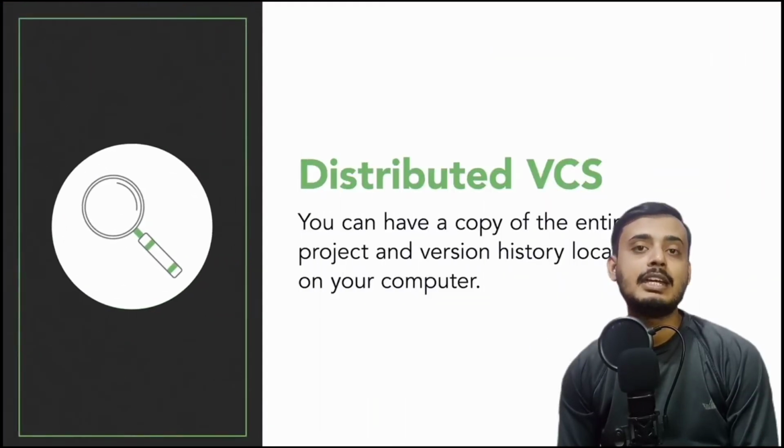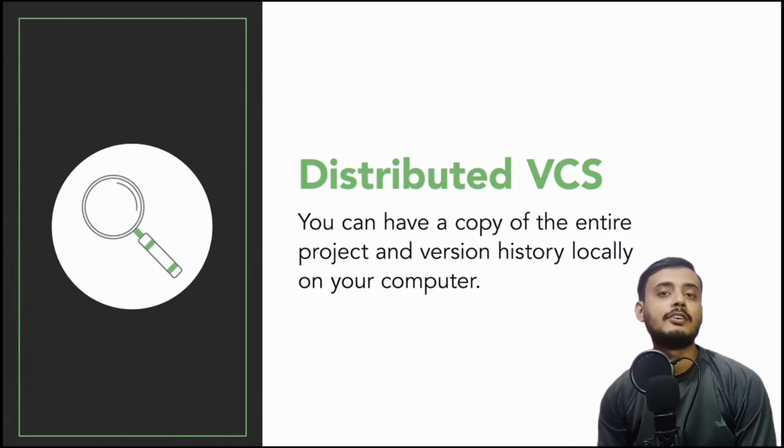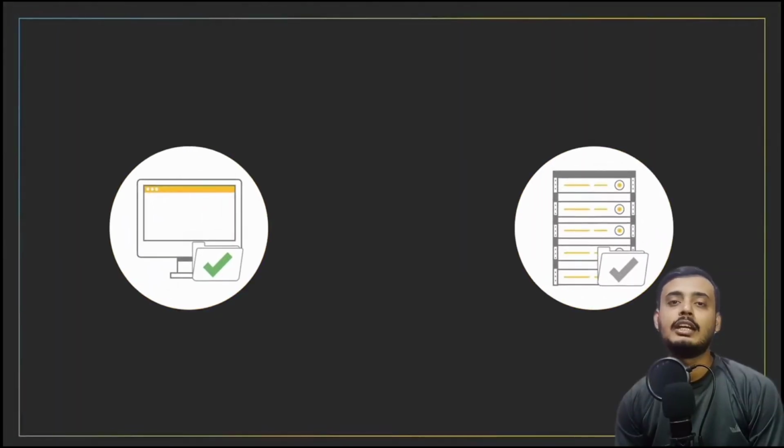In a distributed system, the main difference is that you have a copy of the entire directory and the version history stored locally on your computer. You can also use a remote server to designate a central location. That way, it can be accessed from any computer and be shared with others. But that's not required. The only time you need to be connected to the server is to sync the changes between your local and your remote directories.